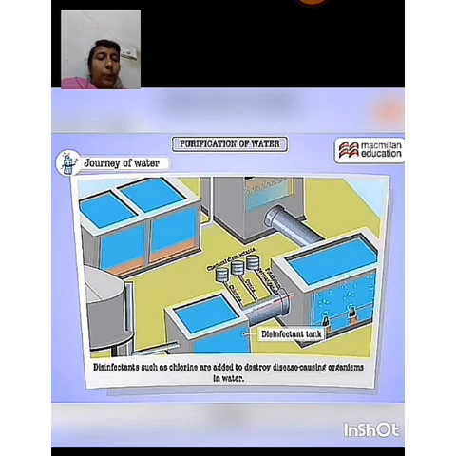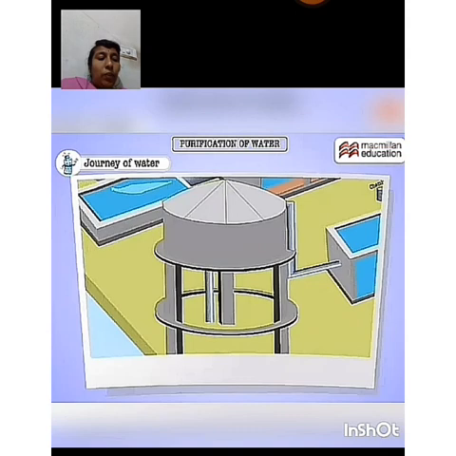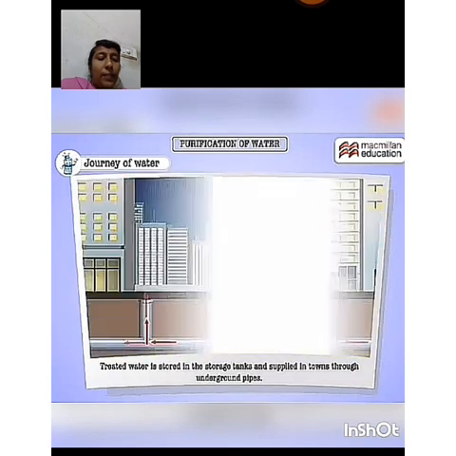Now water is purified and ready to drink. This water is stored in storage tanks and is supplied in towns through underground pipes. This water undergoes several processes before it reaches our tap as potable water.